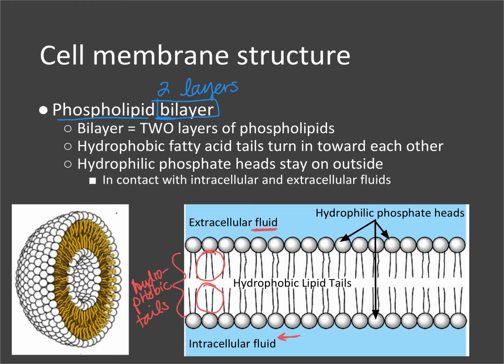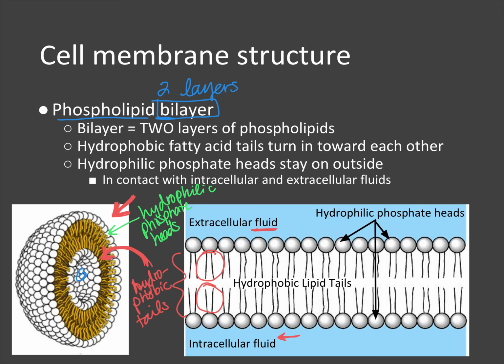And you can see in this picture here, this is kind of showing you more of a three-dimensional look at what this phospholipid bilayer looks like. So this is looking at like a sphere that's been cut in half. And you can see that the hydrophobic tails are going towards the inside here. And the hydrophilic heads are on the surface. So these are the hydrophilic phosphate heads.